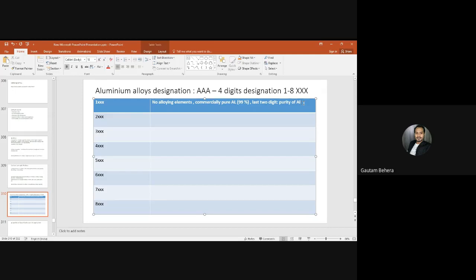And the second digit indicates the modification in the impurity limits. If the second digit is 0 here, it indicates unalloyed aluminum having natural impurities. Right.